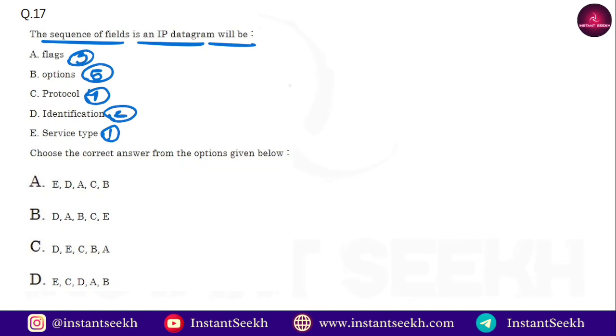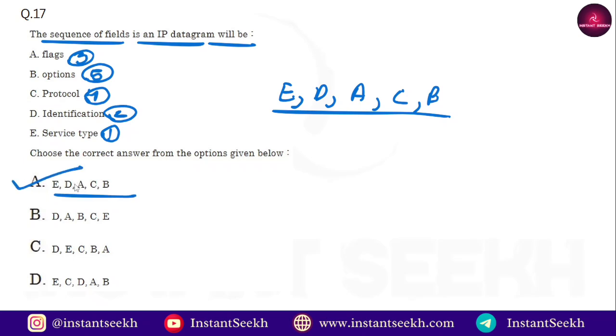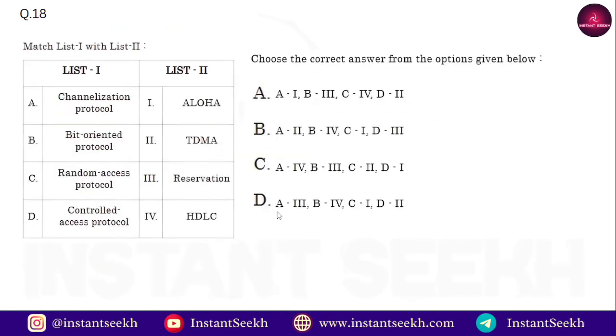So the correct sequence will be service type, that is option A, identification, option D, flags, then protocol, option C, and then options, option B. So this will be the correct sequence of fields in an IP datagram. That is your option A. Option A matches the pattern of the sequence, so option A is your correct answer. Let's move on to the next.